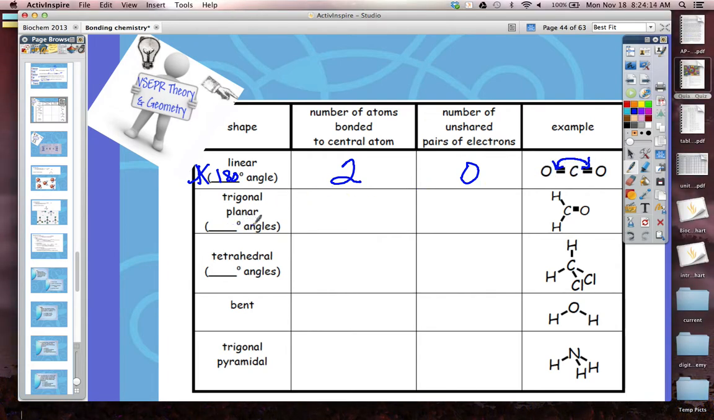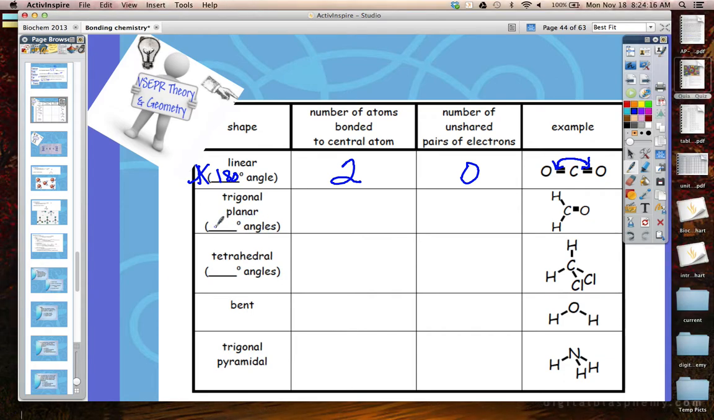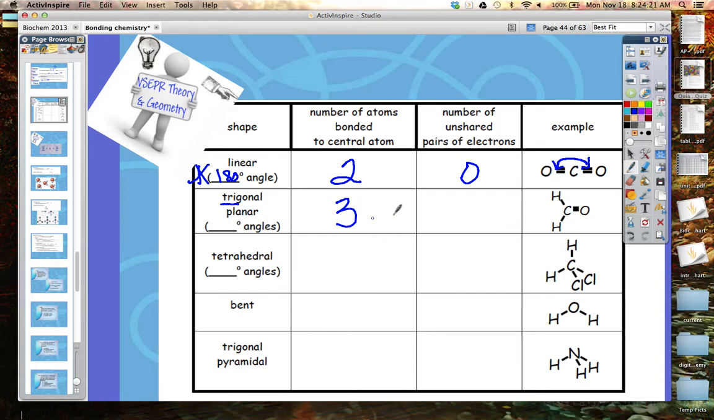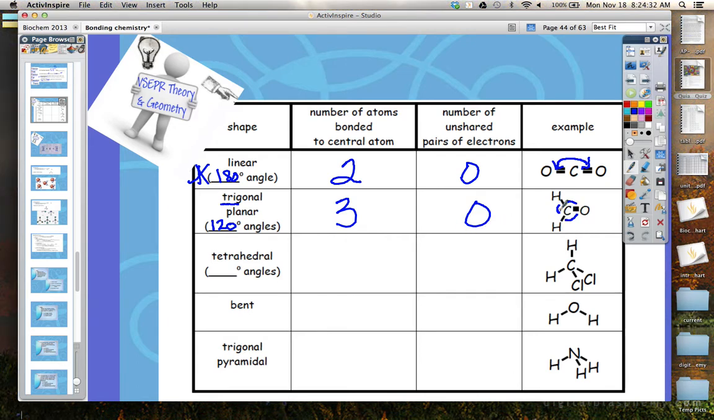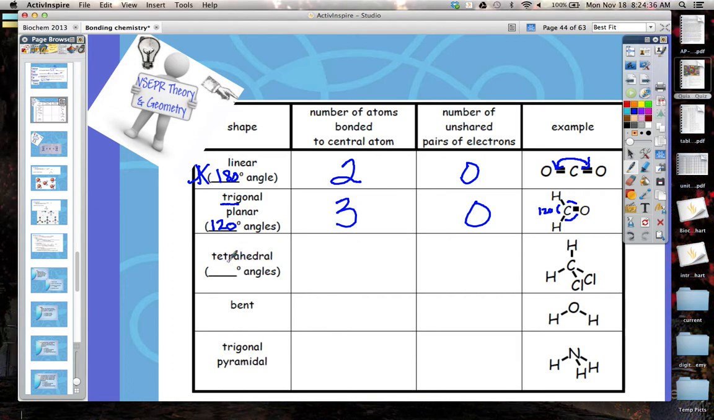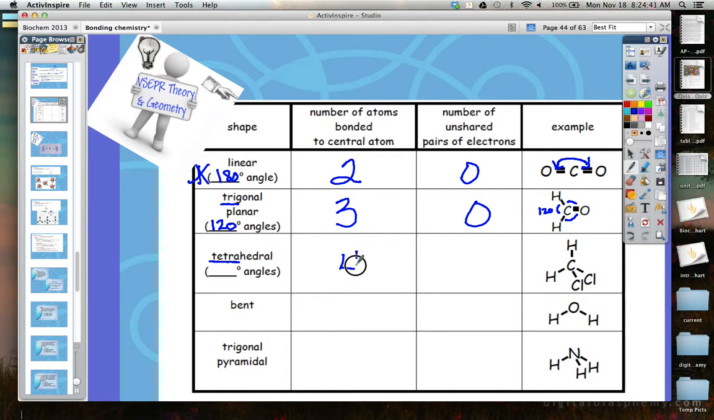If we have something that's a trigonal planar, thinking of 3, trigonal meaning 3 things bonded to a central atom with no unshared pairs of electrons, then we end up with a 120-degree angle. And these all would have to need to have equal angles for it. That would be 120. And then we have something called tetrahedral. Tetra is the prefix for 4. So we have 4 things bonded to a central atom with no pairs of unshared electrons.